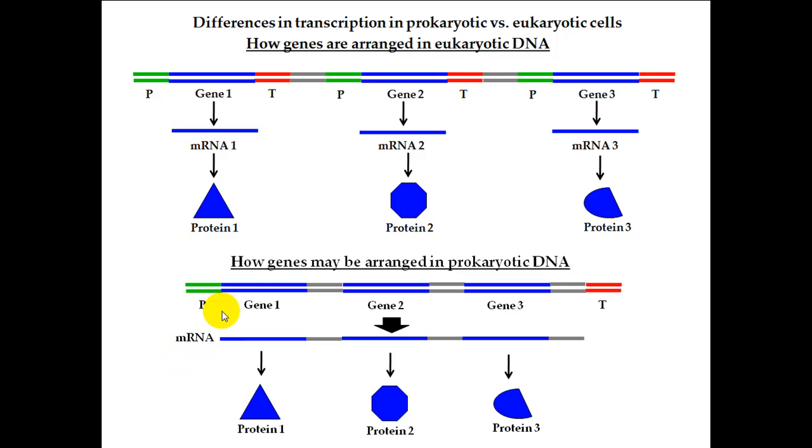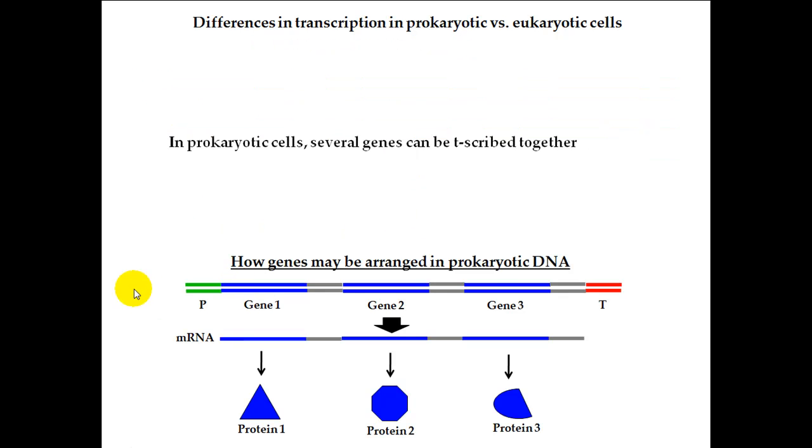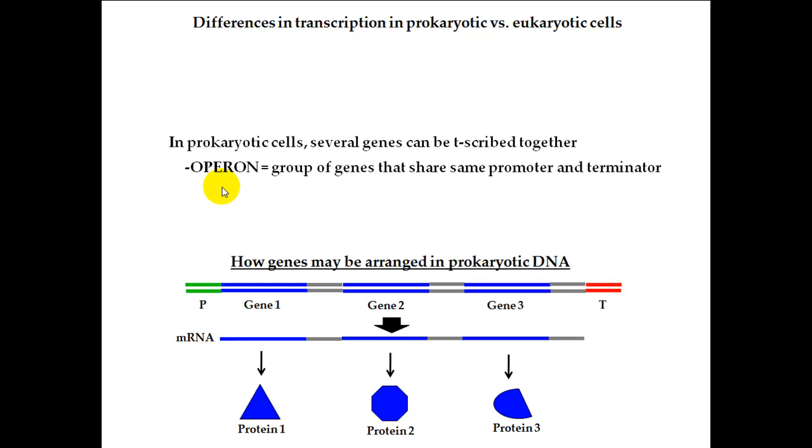Right? And so to sum up how prokaryotic DNA gene arrangement is different from that found in eukaryotic DNA, here's what we have. In prokaryotic cells, several genes as a group can be transcribed all together, because there's no terminator in between them like you see in all eukaryotic genes. Whenever you have a gene arrangement like this, a group that share the same promoter and the same terminator, that's called an operon.